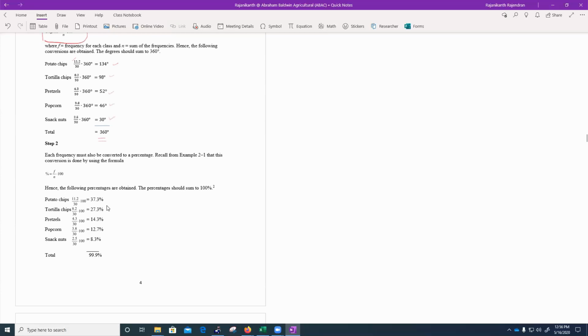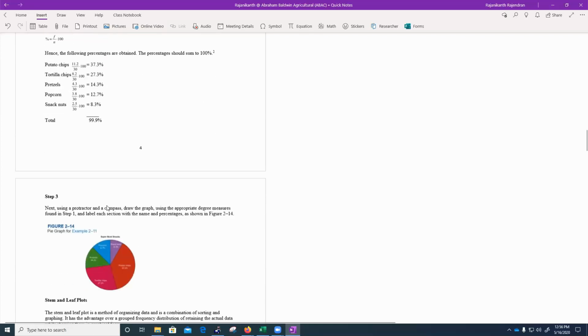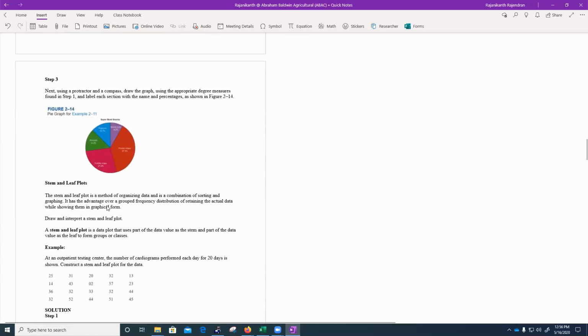If you want, you can find the corresponding values in percentage also. If you want to change into percentage, instead of multiplying by 360 degrees, you just multiply by 100 to get the percentage. Okay. After that, take your protractor, measure the angle and draw the pie chart. So you will get it like this.